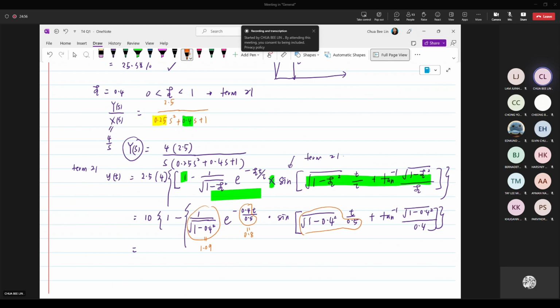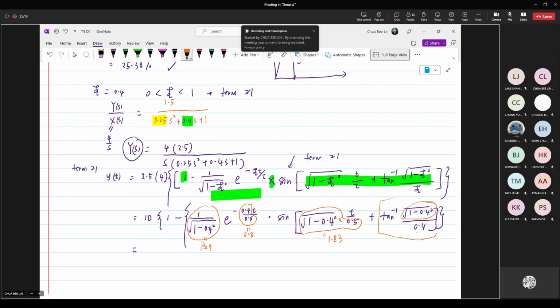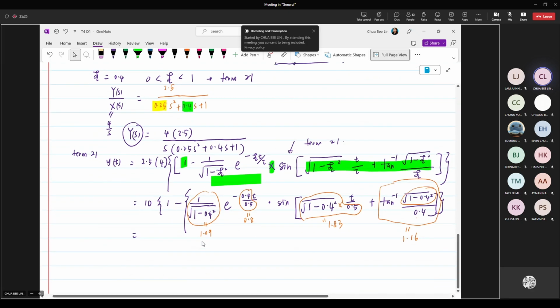Meaning that you actually multiply 1 over 0.5, so you will get 1.83. Same goes to, I solve this. I divide by 0.4, then arctangent the whole thing, and this will be equivalent to 1.16. So you try to use the calculator to solve one by one.